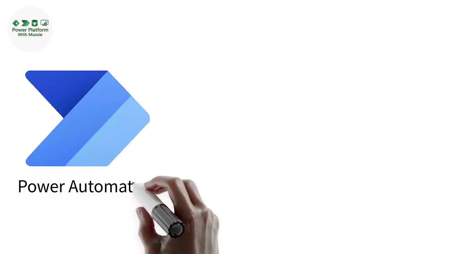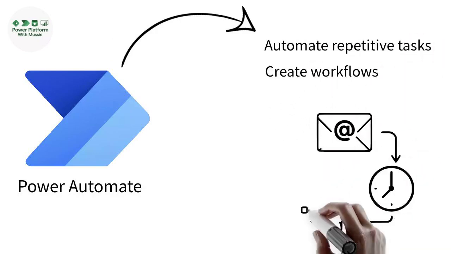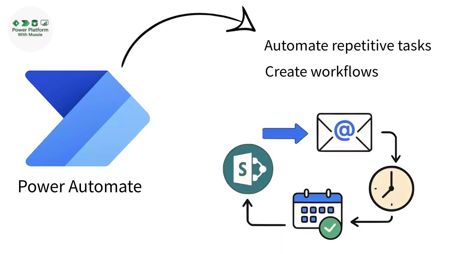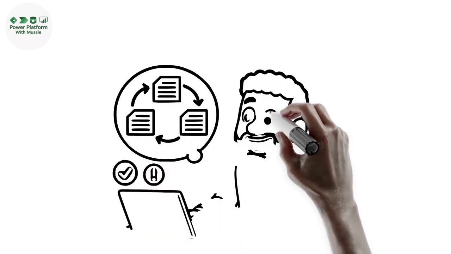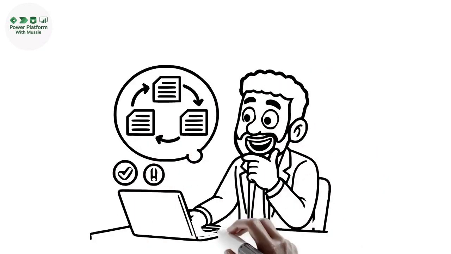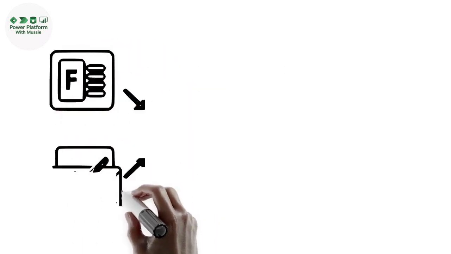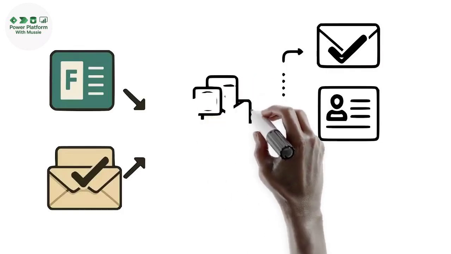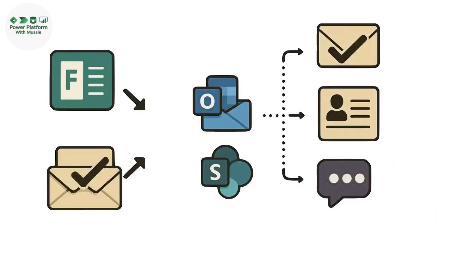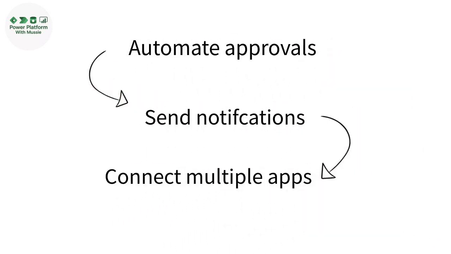Power Automate allows you to automate repetitive tasks, like getting an email every time a new file is added to SharePoint, or sending a reminder when something is overdue. You can create automated workflows so you don't have to keep doing the same tasks over and over. This saves time, ensures consistency, and reduces errors. For example, you can set it up so that when a customer fills out a form, it automatically sends them a thank you email, adds their details to a SharePoint list, and notifies your team in Teams or via email. You can automate approvals, send notifications, and even connect different apps together without writing code.